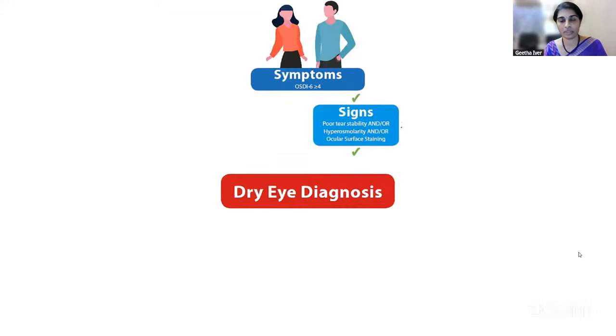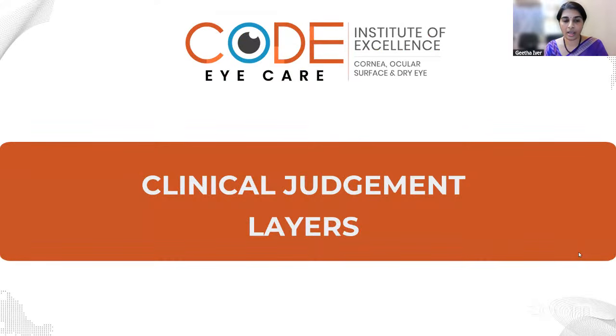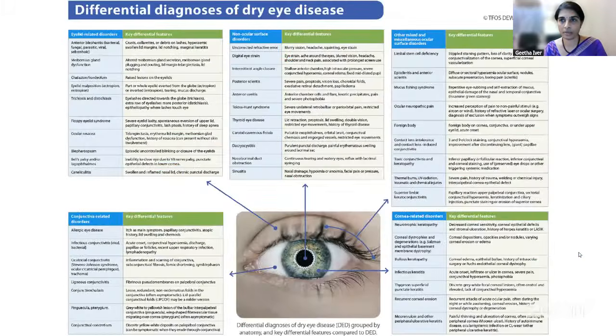Symptoms with an OSDI-6 score of greater than or equal to 4, presence of signs, and both of them present together. One of the signs mentioned here, either poor tear stability, hyperosmolarity, and/or ocular surface staining, helps us diagnose dry eye. But there are various judgment layers that have been added clinically to what appears very simple at this point in time. And this is where the viewpoint of differential diagnosis comes in.